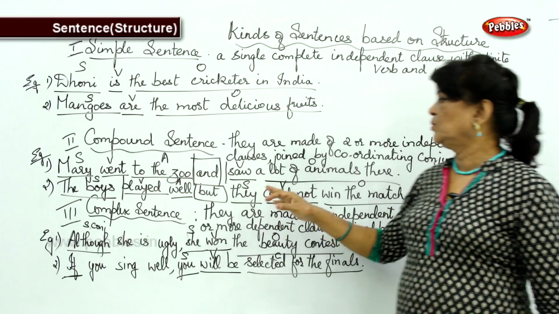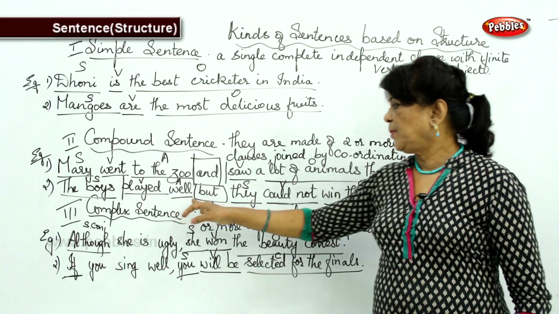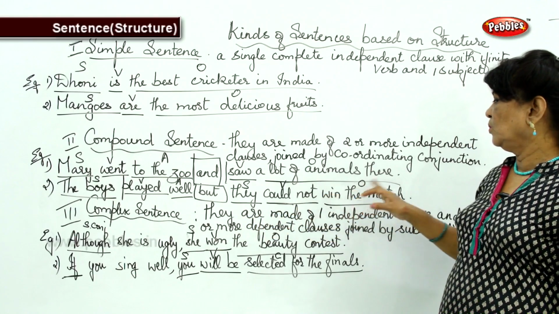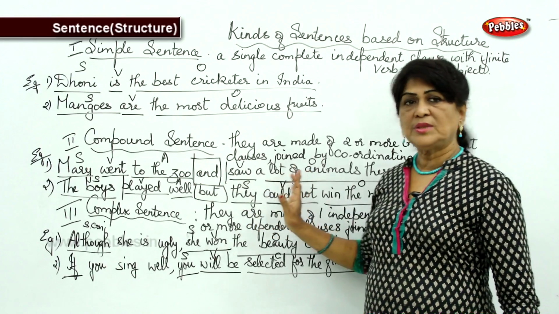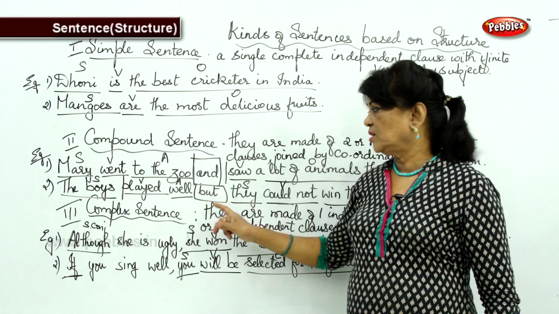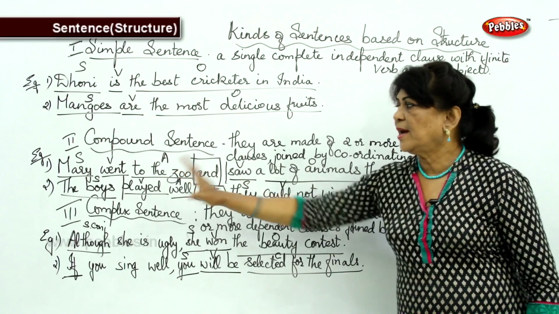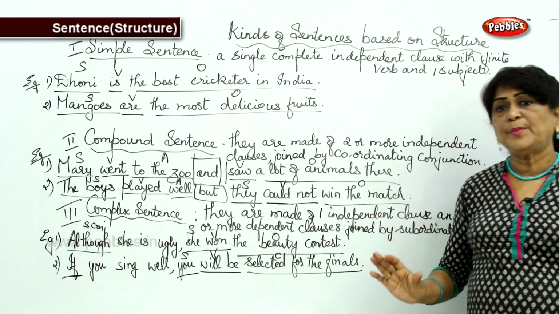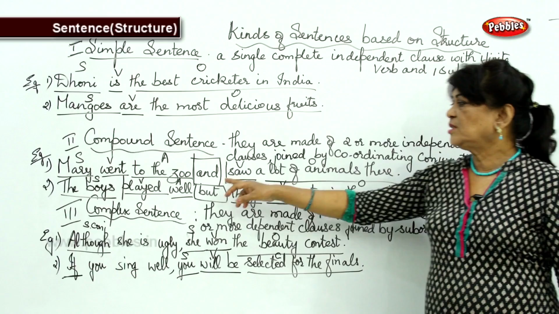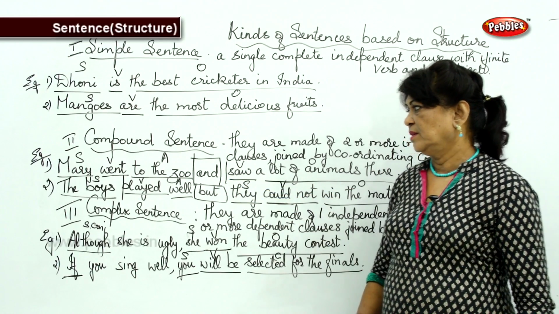Mary went to the zoo. She saw a lot of animals there. The boys played well, but they could not win the match. These 2 sentences are joined by the coordinating conjunctions "and" and "but." And these 2 can stand alone. Both are independent clauses. They are linked or joined by the coordinating conjunction.